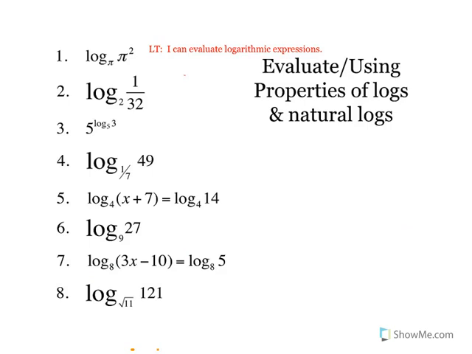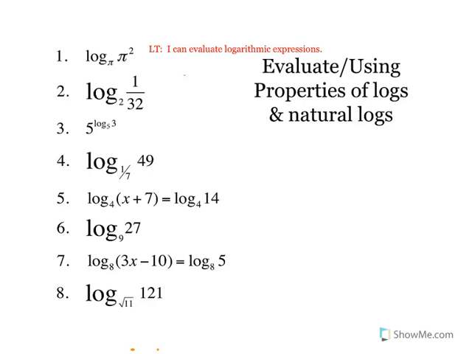Last example problem for the day, and then I'll turn you loose for you to have some practice, and then maybe you can work on some homework practice, and then you can email me with any of your questions. But our last one that we will do together is number 8. We've got log base square root of 11 of x equals 121.